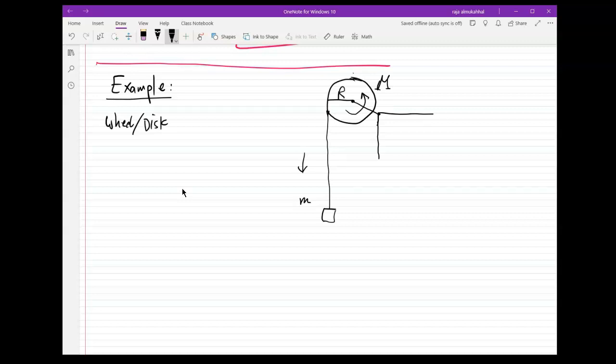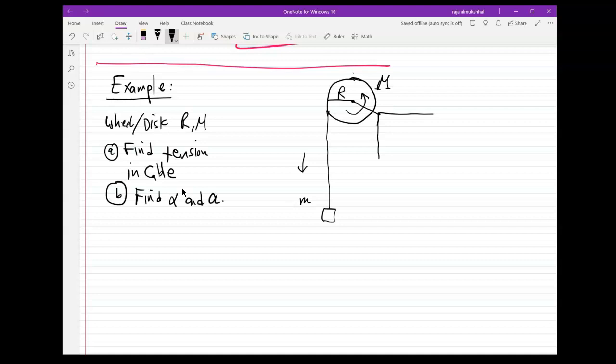Okay, so we have here a wheel, or a disc, or what I call a pulley, of radius r and mass big M. He wants to know, part A, what is the tension in the cable. And then part B, there are several parts, we're just going to do the first two. Part B says find alpha, the angular acceleration of the wheel, the pulley, and the acceleration of the descending mass. So that's basically the problem.